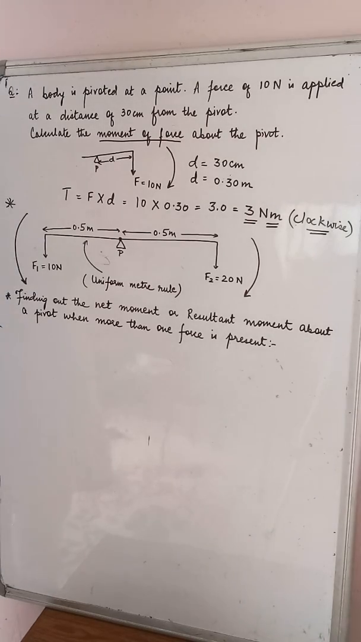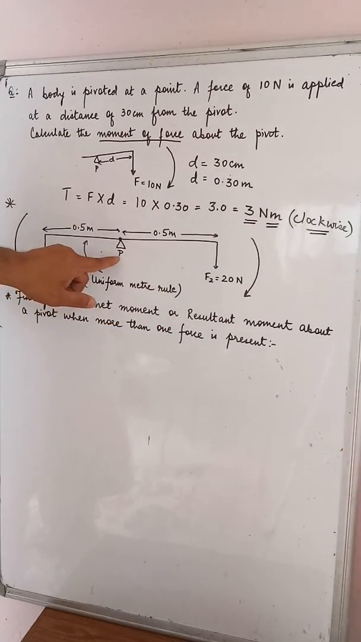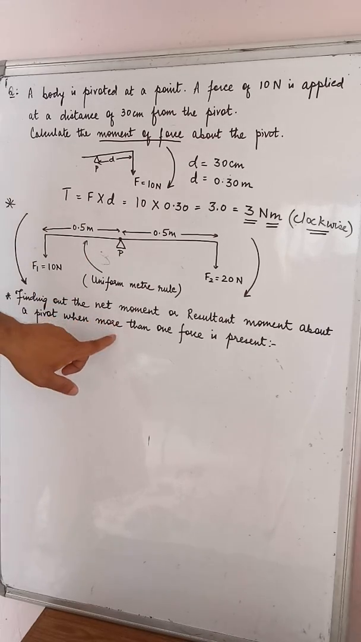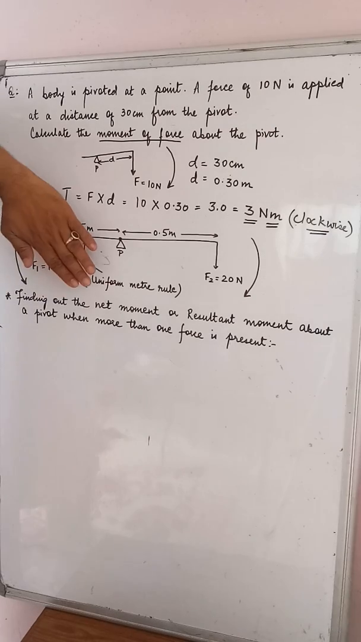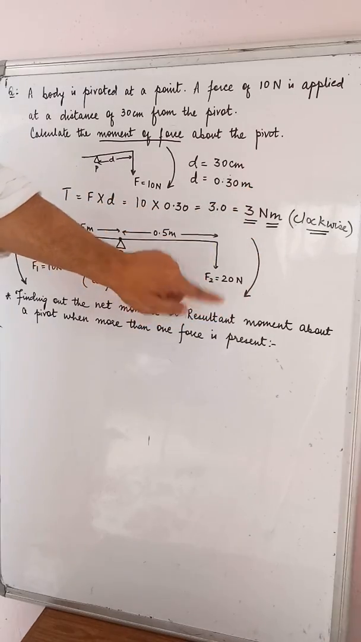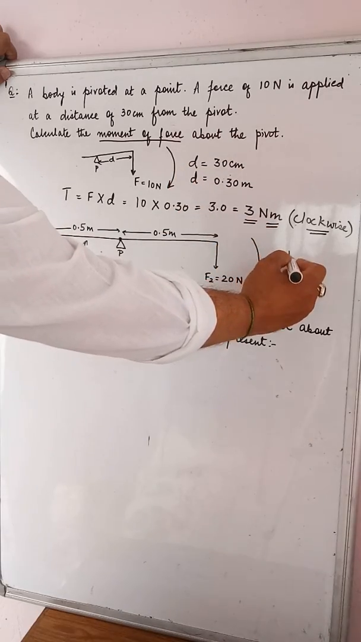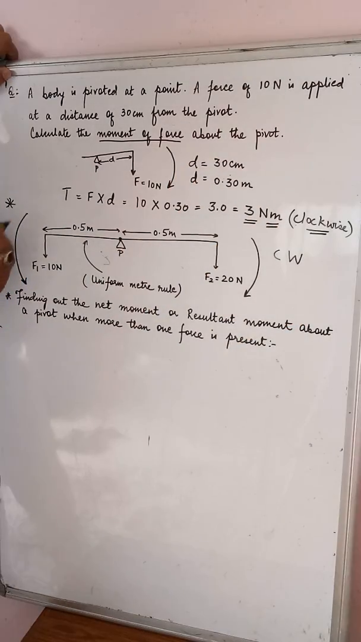So now what are we going to study using this example? Please read this. Finding out the net moment or the resultant moment about a pivot, in this case the pivot is P, when more than one force is present. Had we just overlooked this force, had this been the only force, this would have produced a clockwise moment. But then there are two forces acting here, so they will produce two turning effects. Let us see whether they are in the same direction or in different directions. So this produces a clockwise turn and this produces an anti-clockwise turn.